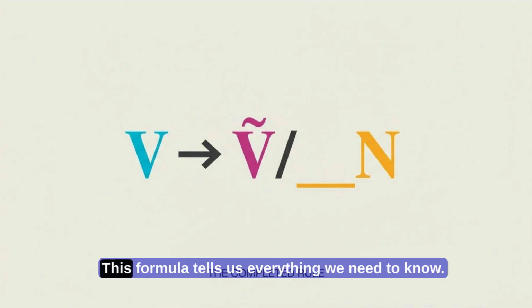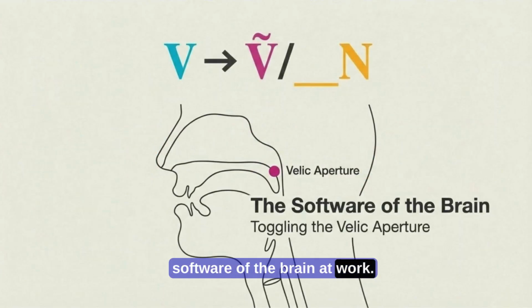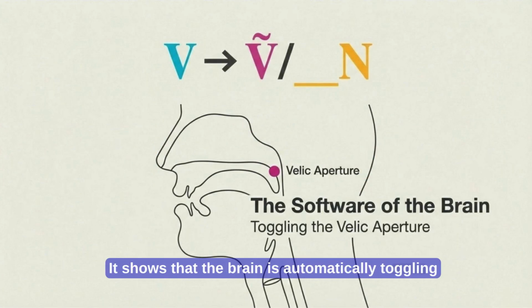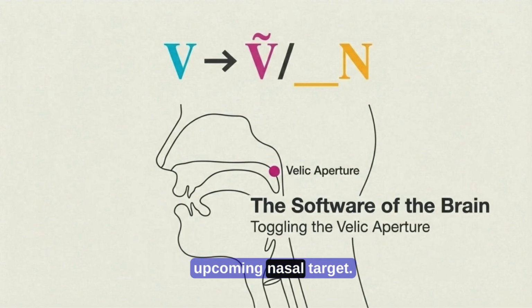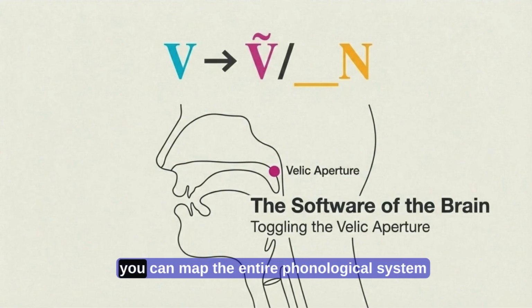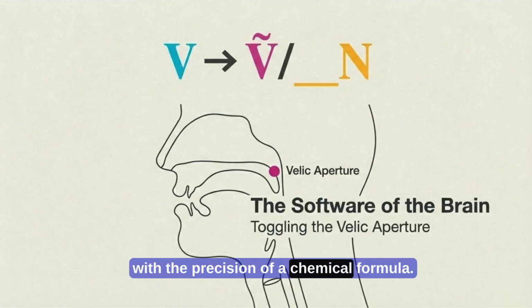Conclusion. This formula tells us everything we need to know. A vowel becomes nasalized in the environment of being followed by a nasal consonant. This notation allows us to see the software of the brain at work. It shows that the brain is automatically toggling the velic aperture coordinate based on the upcoming nasal target. Once you master this shorthand, you can map the entire phonological system of any language on earth with the precision of a chemical formula.